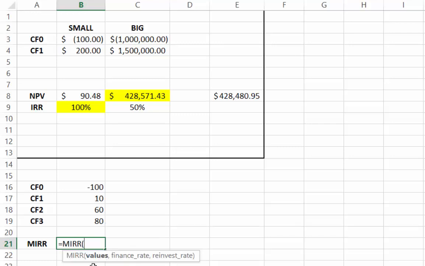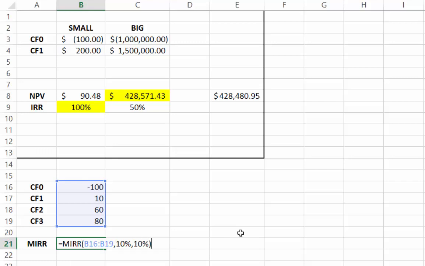And then the first thing it's saying in bold down here is what are the values. So I highlight negative 100 down to 80, comma. My finance rate, they told me 10%. It's the weighted average cost of capital, and you always enter the same number twice here. The reinvestment rate is also assumed to be 10% for the problems that we do. And then I hit enter, and I get the answer of 16.5%.